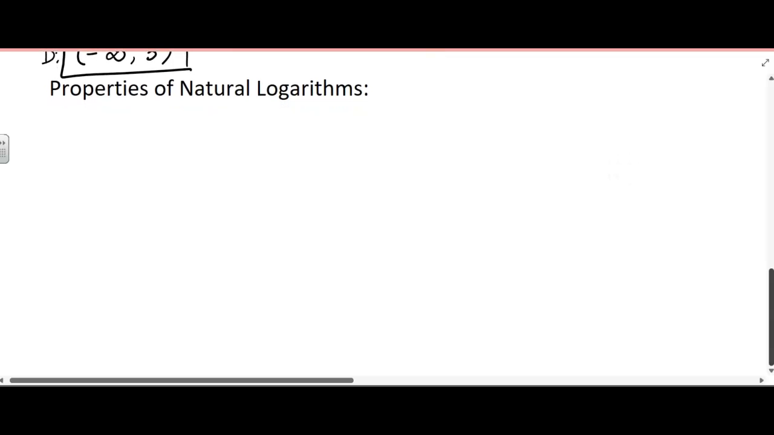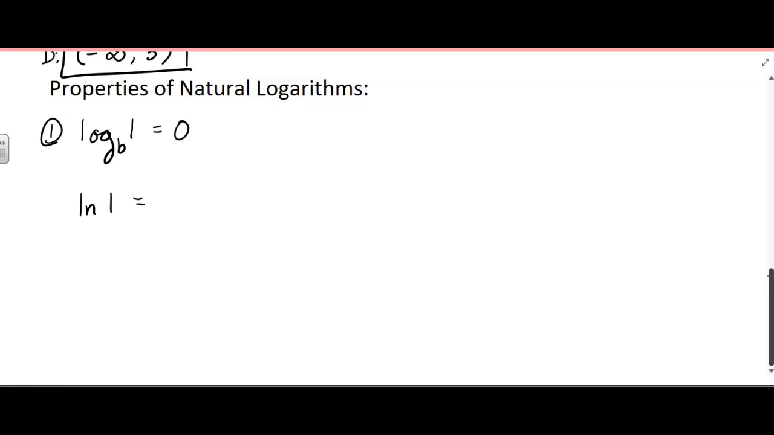Now we're going to talk about the properties of natural logarithms, so another chance to review the properties that we know so far. When we have a log of any base of 1, log base b of 1, that's going to just equal 0. We talked about that. So if I have the natural log of 1, that equals 0. Okay, property 2. If I have log base b of b, and the argument matches the base, that equals 1. So if I have a natural log of e, that equals 1. Okay, so these are the properties we're going through.